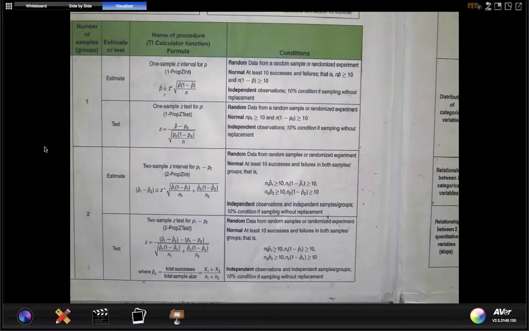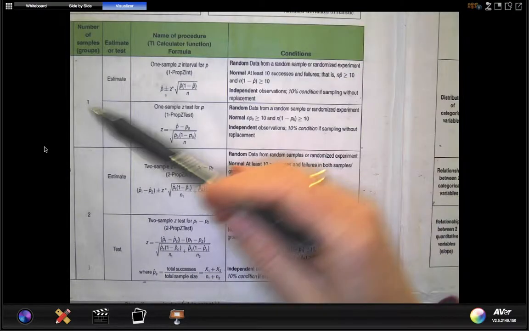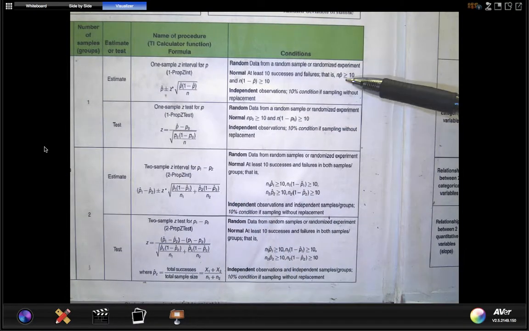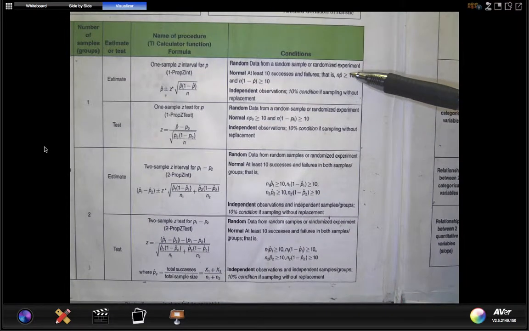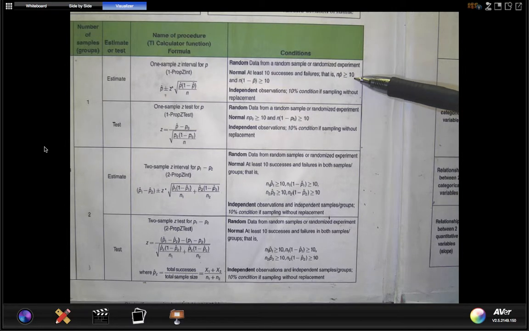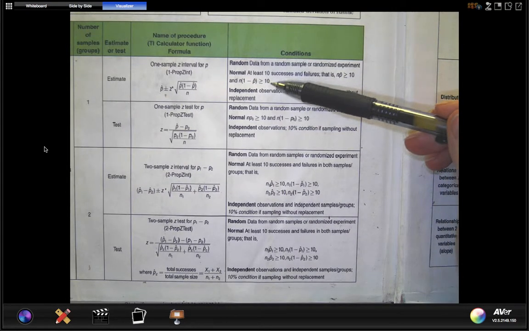All right, if we think back here to chapter when we were doing one sample procedures, if you notice here, when we were doing the confidence interval, we did n times p hat greater than or equal to 10 and n times 1 minus p hat greater than or equal to 10.